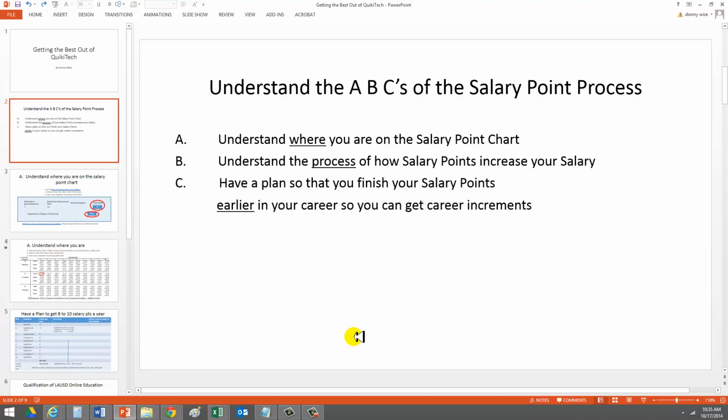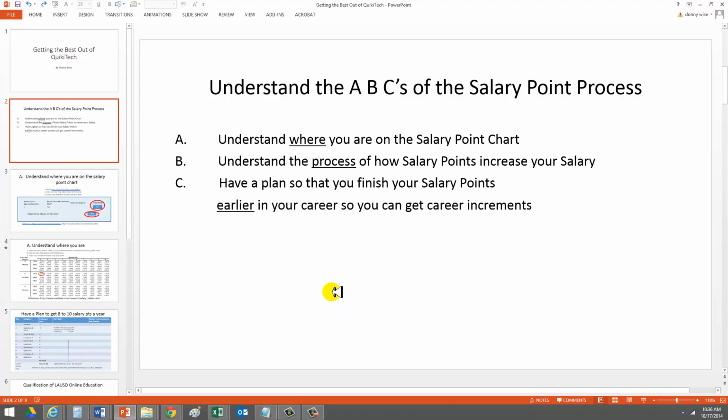I've had professionals come to me and say, Donnie, I'm confused about this salary point process. Well, I'd like to say this very profound statement. You should not be confused about this process. In fact, you should plan your process because you can make as much as $200,000 more over the life of your career if you have proper planning. So let's go ahead and talk about the ABCs.